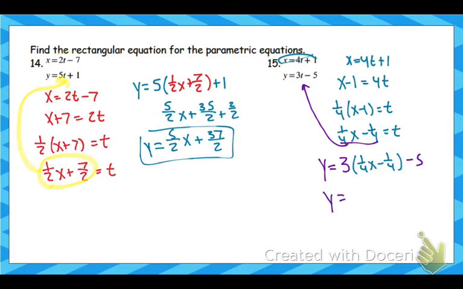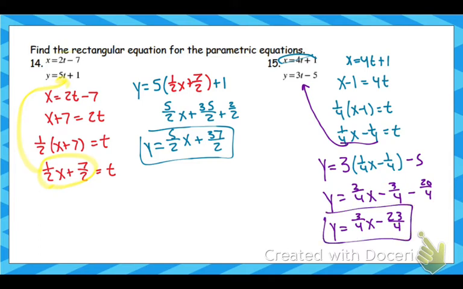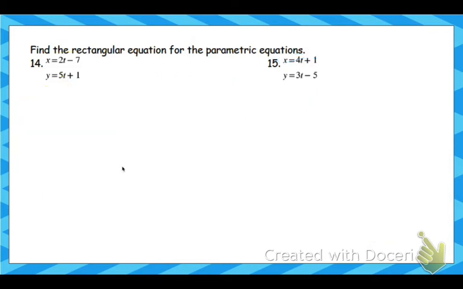So when I distribute, that'll be 3 over 4x minus 3 over 4 minus 5. So that's going to be 3 over 4x. If I want to add those together, I need a common denominator. And I get negative 23 over 4. So that is the rectangular equation here, the y equals. And again, that's probably the hardest thing algebraically that we have to do.